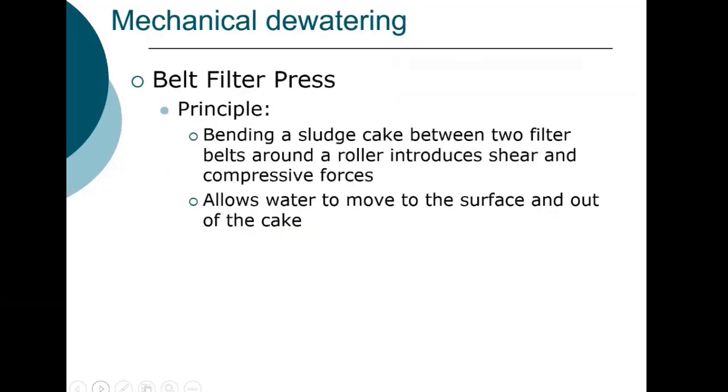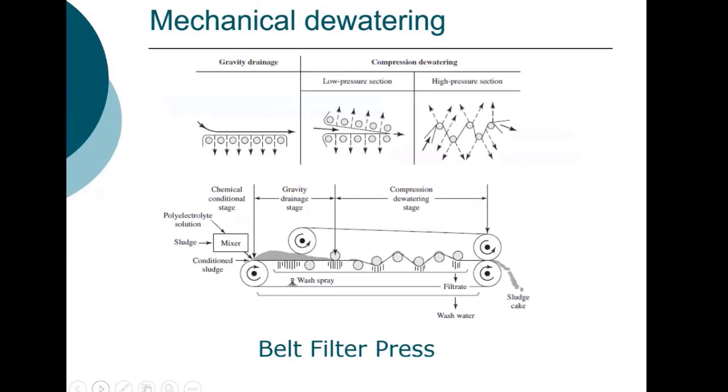And then we have the belt filter press. So these operate by, I've got an image showing this, the sludge cake bends between two filter belts around a roller, and that roller introduces shear and compressive forces and allows the water to move to the surface out of the cake and can be used in this way. So you can see it here. So initially, we're relying on gravity.